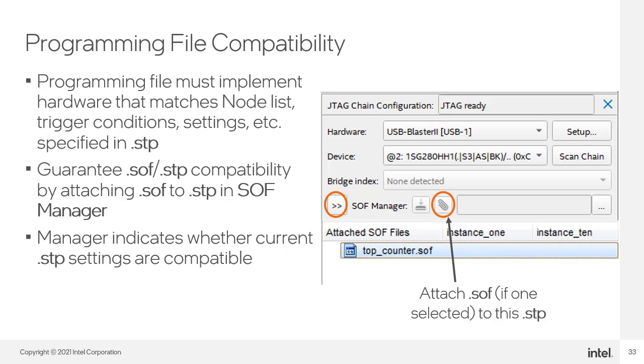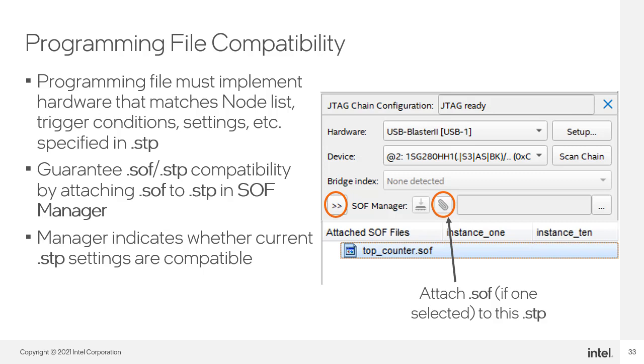Any .sof file can be selected for programming, but the SOF file you select must be compatible with the current settings in the .stp file for you to be able to control the logic analyzer. In other words, the hardware implementation of the logic analyzer when the device is programmed must match the node list, trigger conditions, and other settings specified in the .stp file.